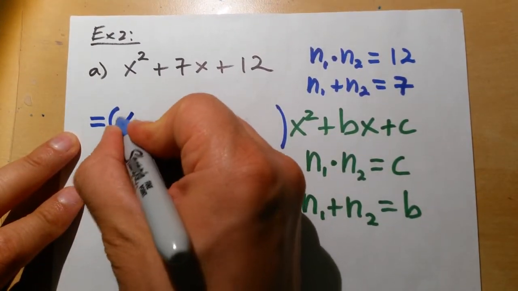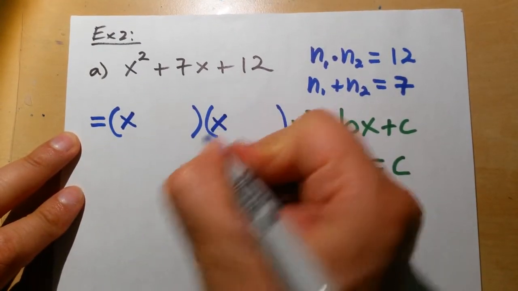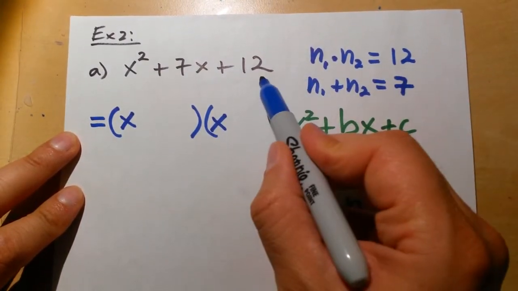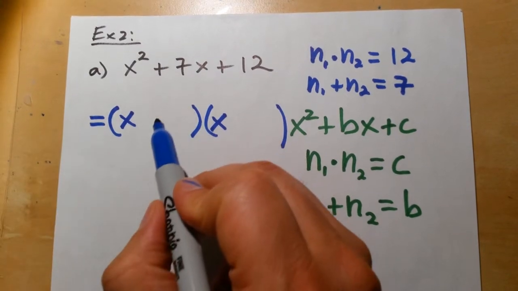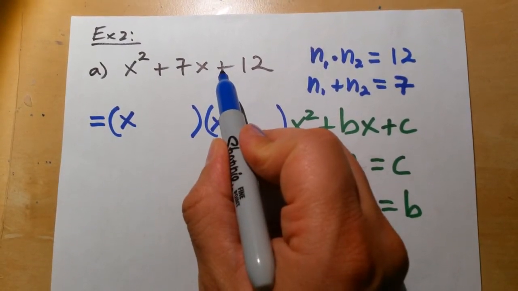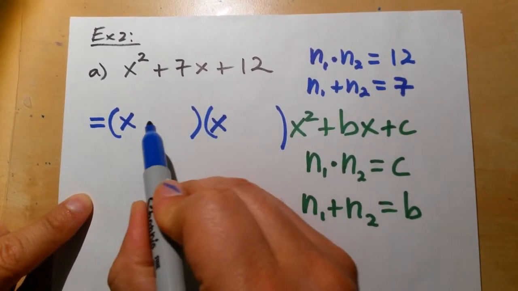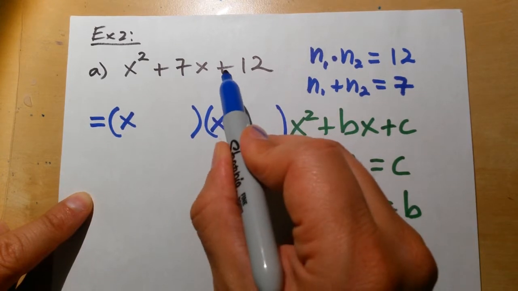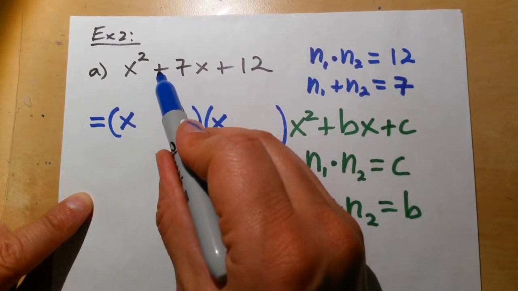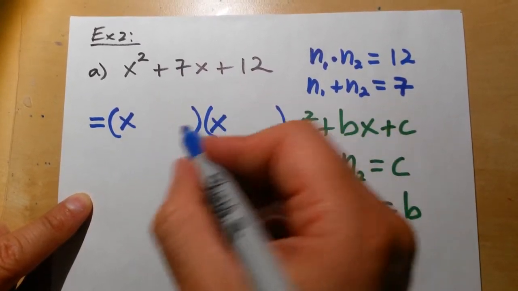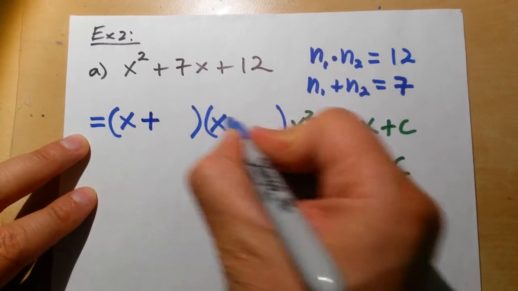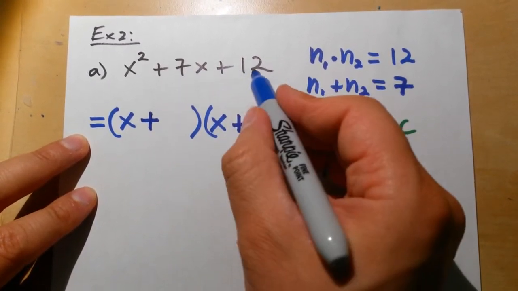We know we're going to have an x here and an x here, because x times x will give us x squared. Now, let's look for two numbers that when we multiply them, we get 12, and when we add them, we get 7. The product is positive, so these two numbers have the same sign. They could be both positive or both negative, but since the sum is positive, both numbers will have to be positive. So it's going to be positive something times positive something. What are these two numbers that will give us 12?